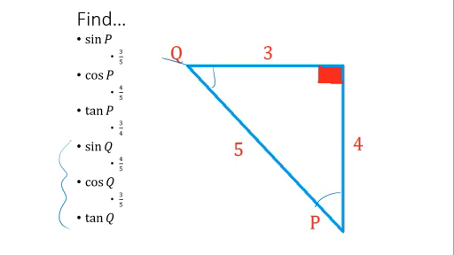As you notice with these, there's a connection between them. You see how sine of P and cosine of Q are the exact same, and cosine of P and sine of Q are the exact same. Since they are the same, there is a relationship there, and when you go into more trig, you can see that relationship coming up more and being more helpful. The last one is basically just the reciprocal of the tangent of P, which is 4 over 3. All right, that's the end of this section.